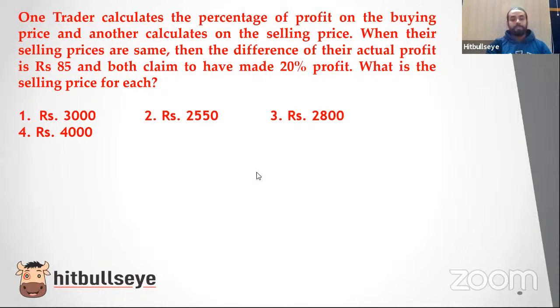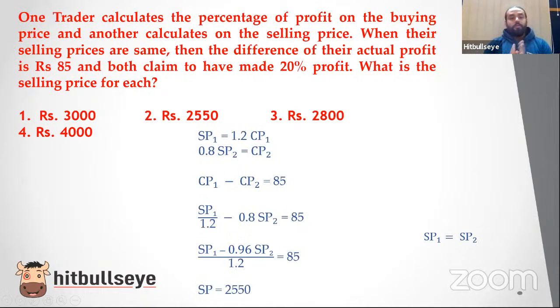Now, the answer for this question. Selling price of one is 1.2 times the cost price of one. Why the 1.2 times? Because 20% is the profit. So whenever we talk about 20%, 30%, 40% profit, that is 1.2, 1.3.